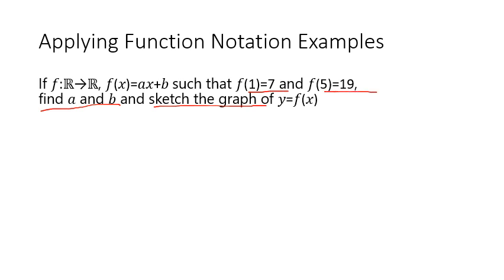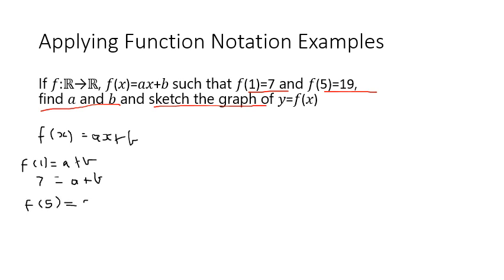We can start off by creating our equation. So the equation we've been given is f of x is equal to ax plus b. If x is equal to 1, so if we use our information of f of 1, we know f of 1 is equal to a plus b, and since f of 1 is equal to 7, we know a plus b is equal to 7. And now we can do this with our second piece of information as well. So we can write f of 5 is equal to 5a plus b, and if f of 5 is equal to 19, we can write 19 is equal to 5a plus b.